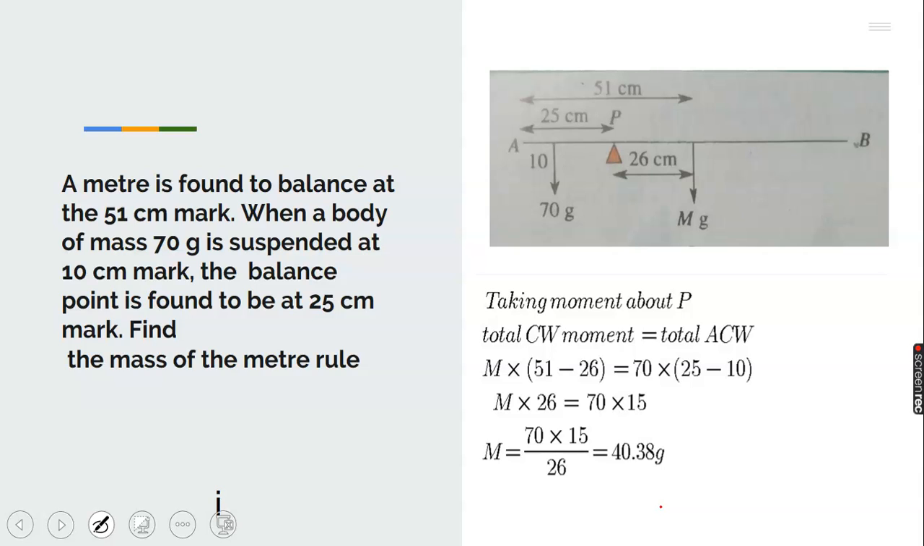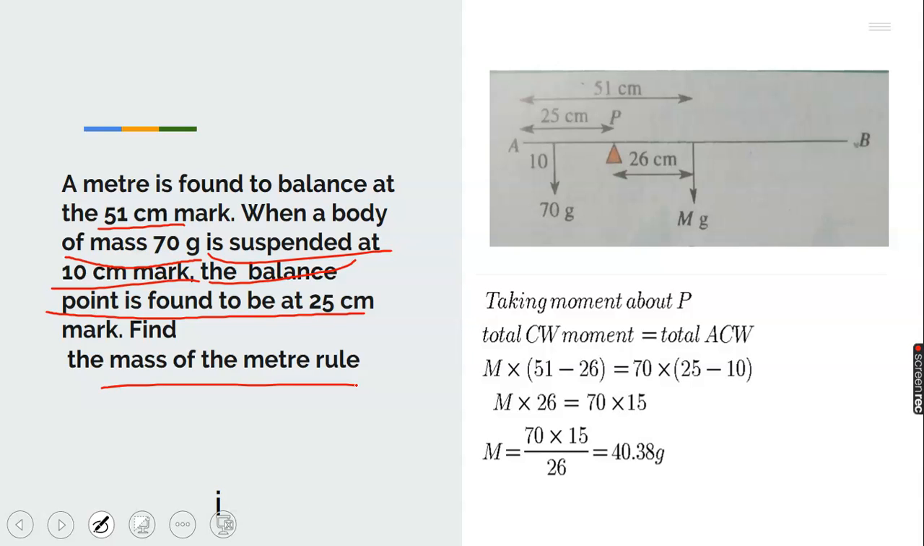Now, example 2. A meter rule is found to be balanced at the 51 centimeter mark. When a body of mass 70 grams is suspended at the 10 centimeter mark, the balance point is found to be at 25 centimeter. Find the mass of the meter rule.